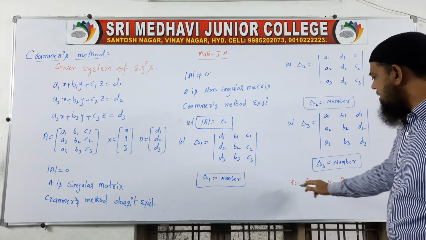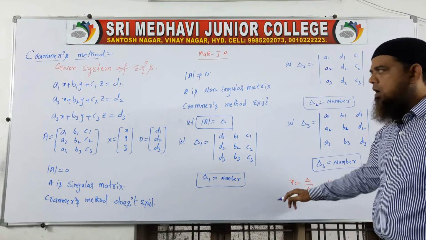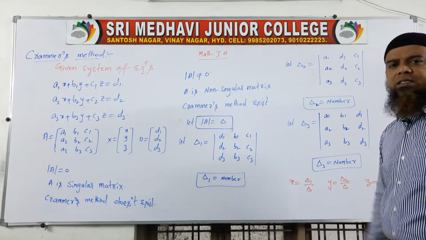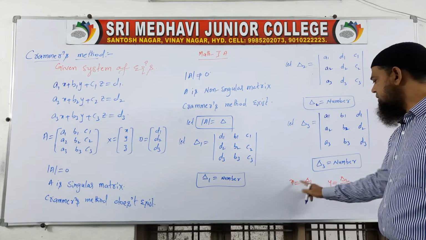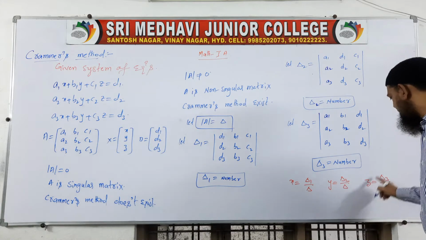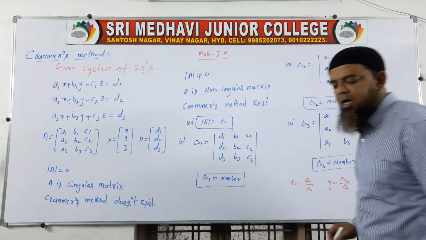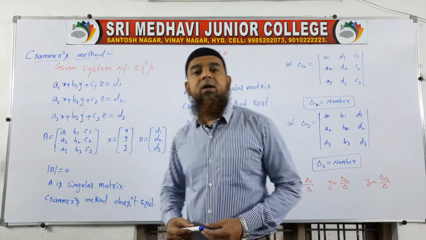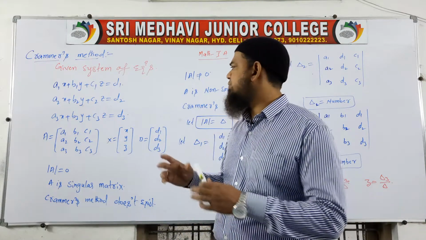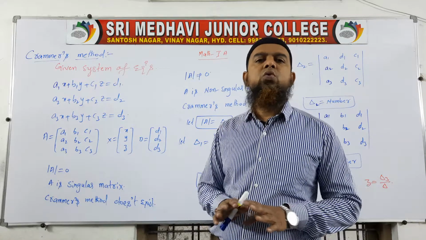Now what is the formula for finding x? This whole thing, what we are doing here, we are finding x, y, z values. So x is equal to delta 1 by delta, y is equal to delta 2 by delta, z is equal to delta 3 by delta. That's why I explained how to find the determinants in the previous class. In this problem, we are finding several determinants.